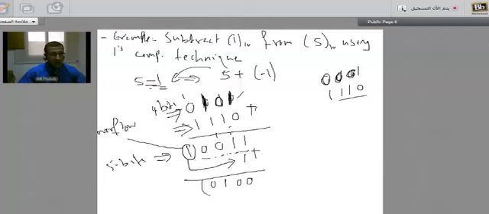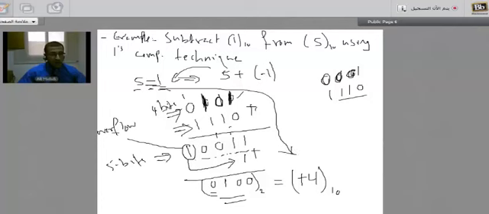Okay, so now we have this number in binary. Now note something. The most left bit in this number is 0, which means plus. So this number is equal to plus 4 in decimal. Now go back to the number 5 minus 1. What does it equal to? It equals plus 4, which means our work is correct. So we have no problem.